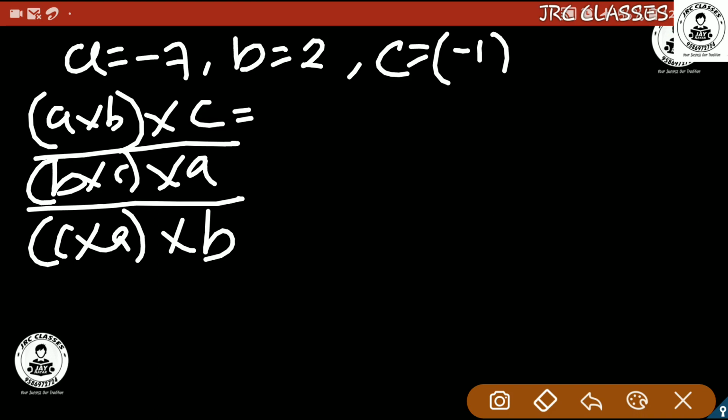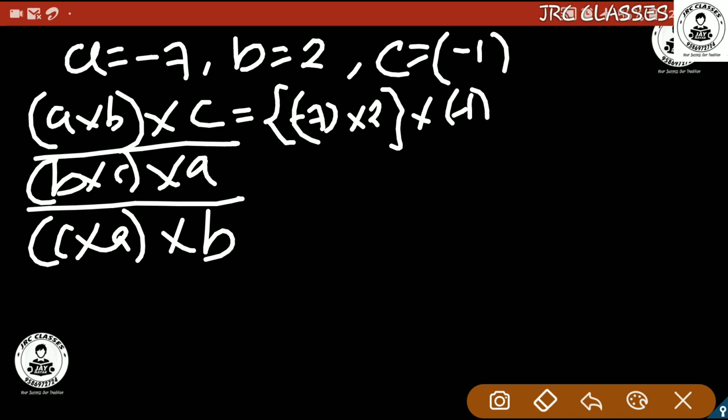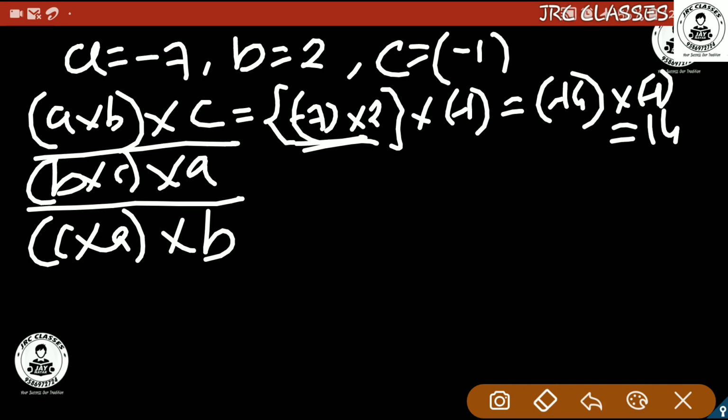Clear? What is A? A is minus 7. Okay, so we will change the brackets. A is equal to minus 7, into B is equal to 2, C is equal to minus 1. Now minus 7 into 2, that is minus 14. Minus 14 into minus 1, the answer is plus 14.